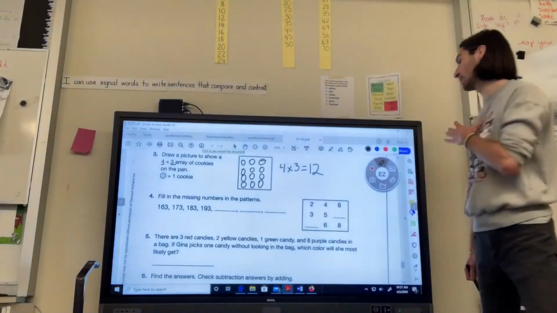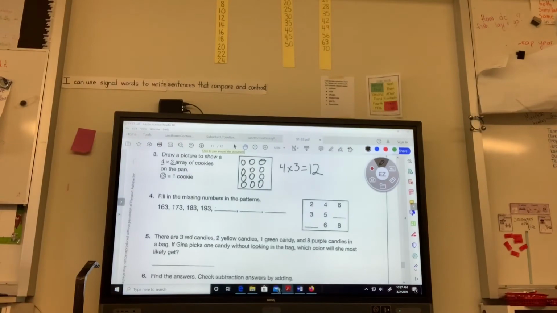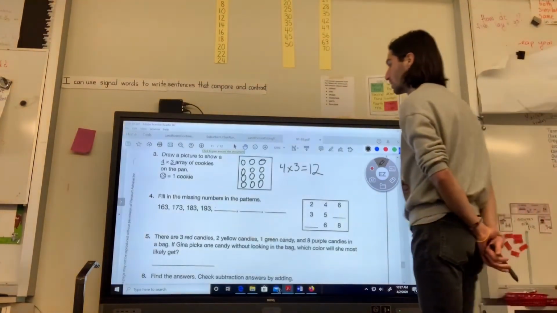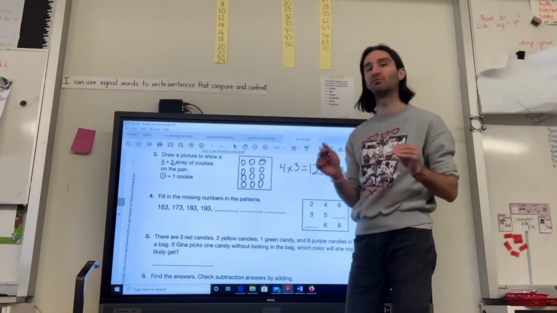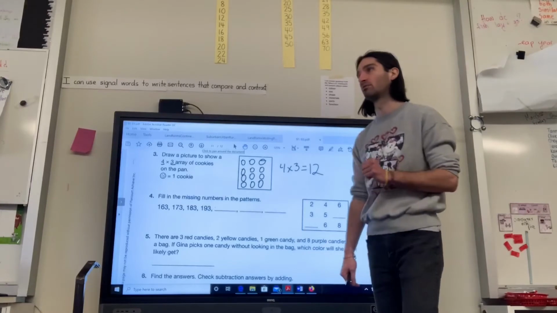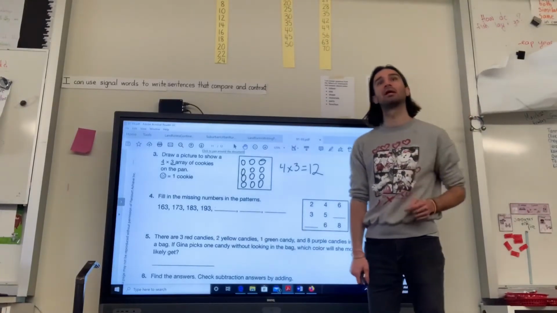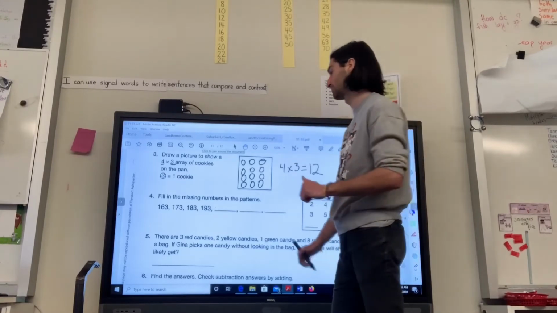Fill in the missing number in these patterns. Ooh, there's kind of tricky patterns here. 163, 173, 183, 193. I want you to pause the video, okay? And try to do these two patterns by yourself. Pause the video, click pause, and then try to do the patterns by yourself. And then when you think you got them, press unpause.